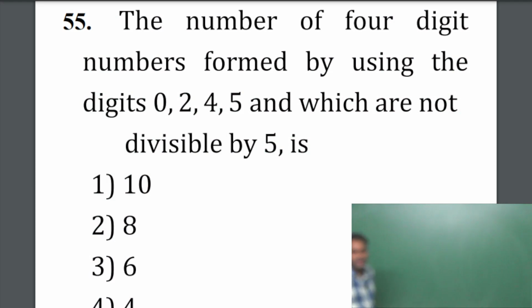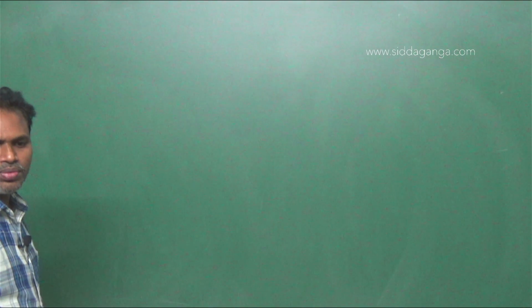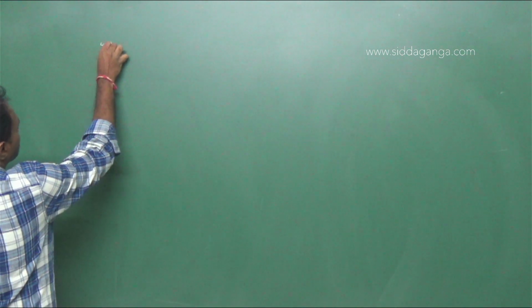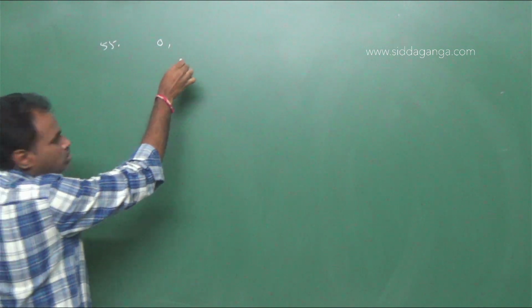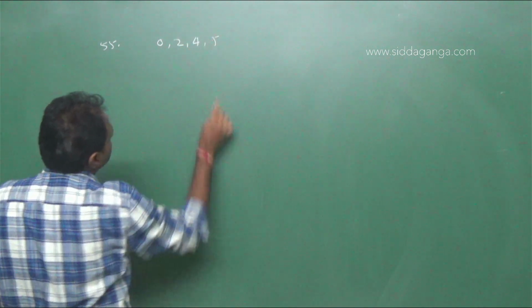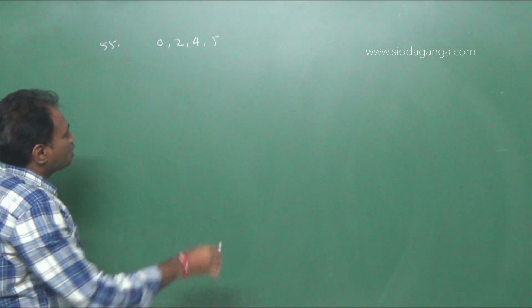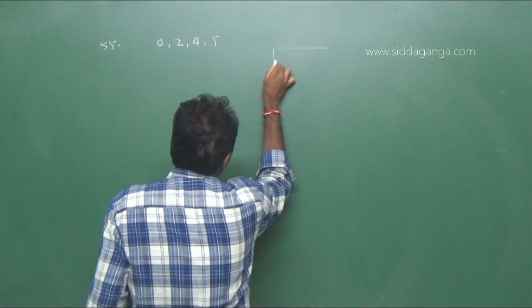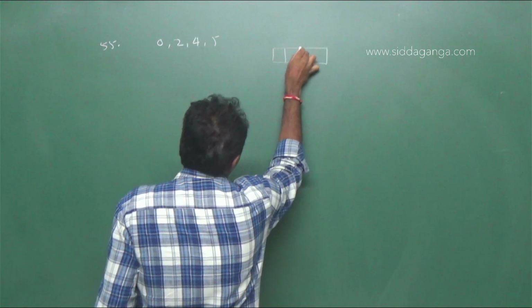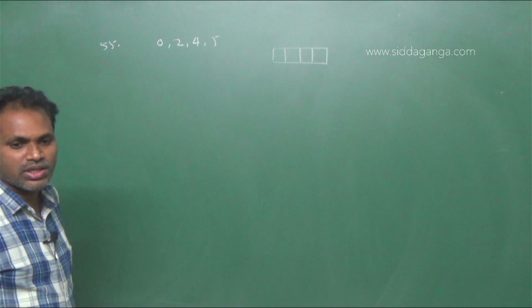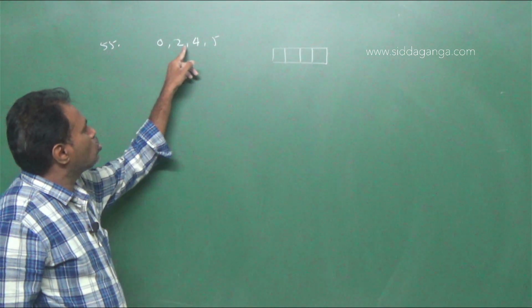The number of 4-digit numbers formed by using the digits 0, 2, 4, 5 and which are not divisible by 5 is. Now, here the given digits are 0, 2, 4, 5. These are the given 4 digits. Now, 4-digit numbers you have to arrange. That's why take 4 gaps.